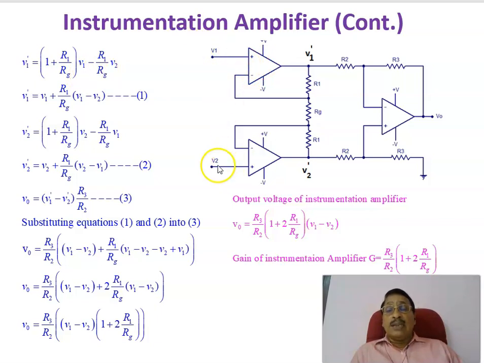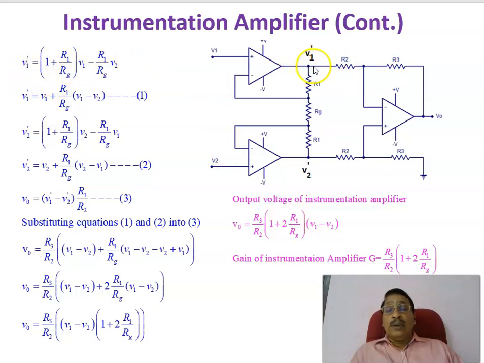When V2 is present, by the same argument, V1 is grounded. V2 will be available here, and because of the virtual ground, it is an inverting amplifier, and this is grounded. The gain is equal to minus R1 by RG. Therefore the corresponding output is minus R1 by RG into V2. So when both V1 and V2 are present, this is the output voltage V1 dash here.